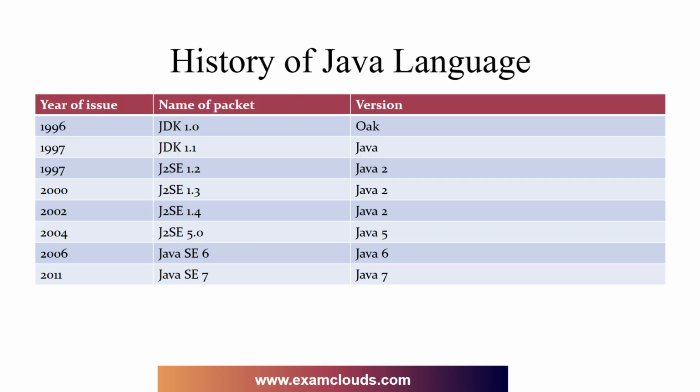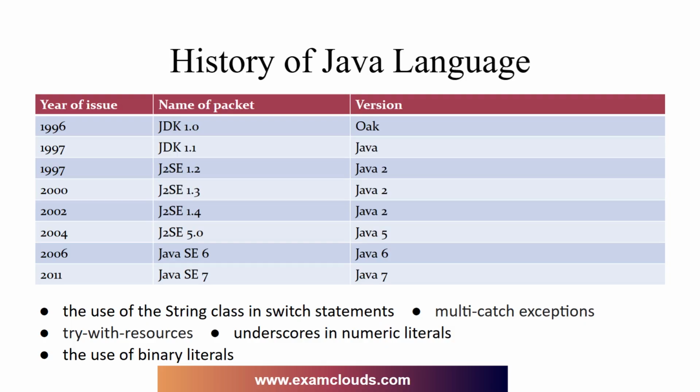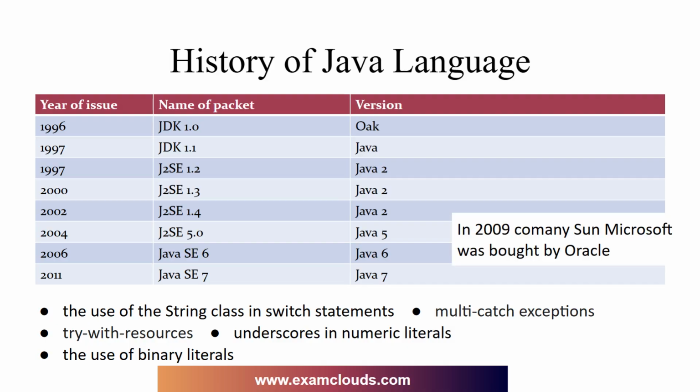The seventh version of Java introduced innovations like using the String class in switch blocks, multi-catch exception, try-with-resources, underscores in numeric literals, and the use of binary numbers. Also note that 5 whole years passed between releases 6 and 7. This was likely because in 2009 the company Sun Microsystems, which owned Java, was acquired by Oracle. This was certainly not the best time for Java developers, as during this period, other languages began actively developing, notably Kotlin, which was based on Java.